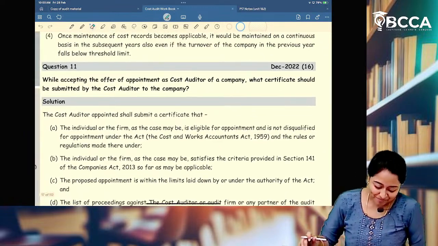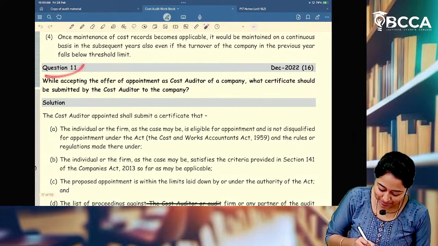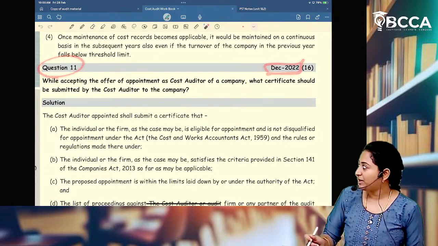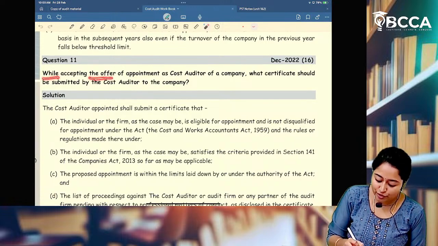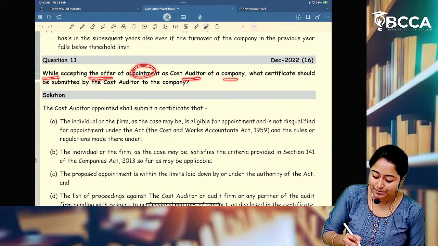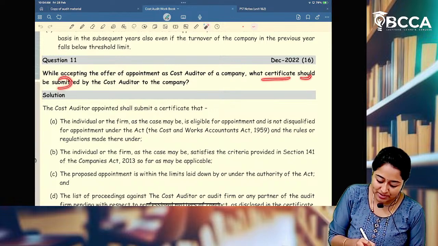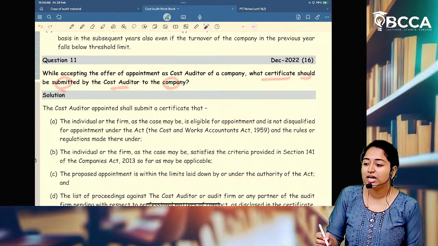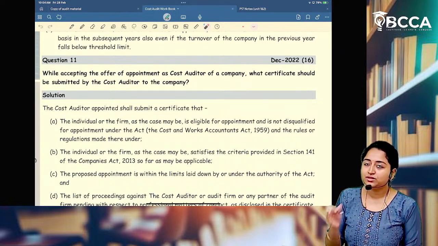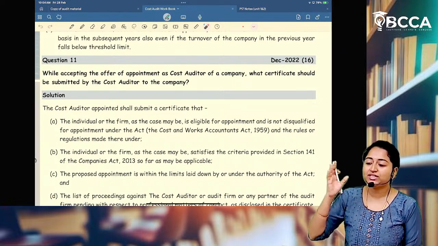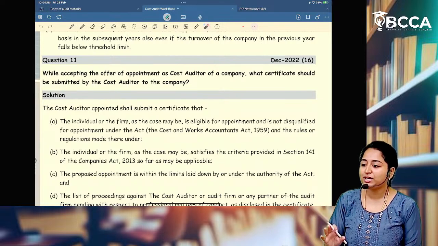Okay, that's fine. Now, moving on to question number 11. This has been asked in December 2020. Now, what is this question about? While accepting the offer of appointment as a cost auditor of the company, what certificate should be submitted by the cost auditor to the company? Does a cost auditor have to give any certificate when he is being appointed?